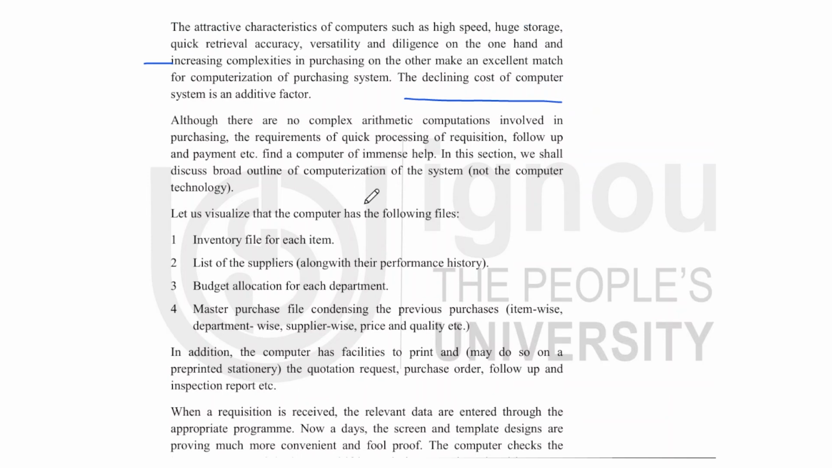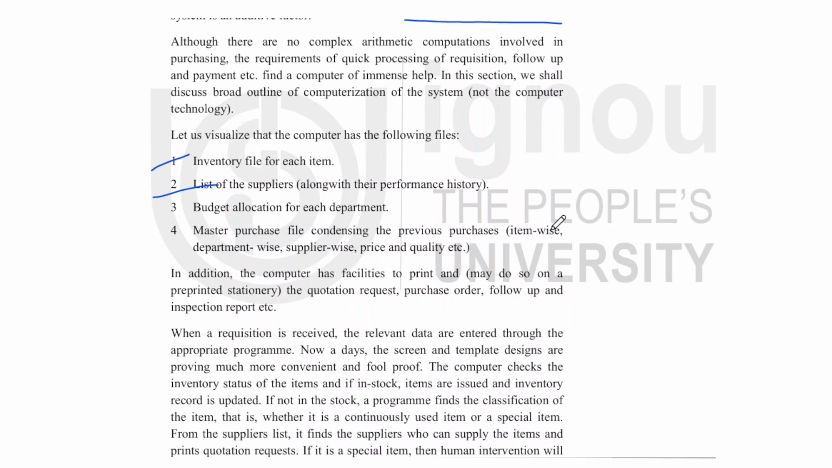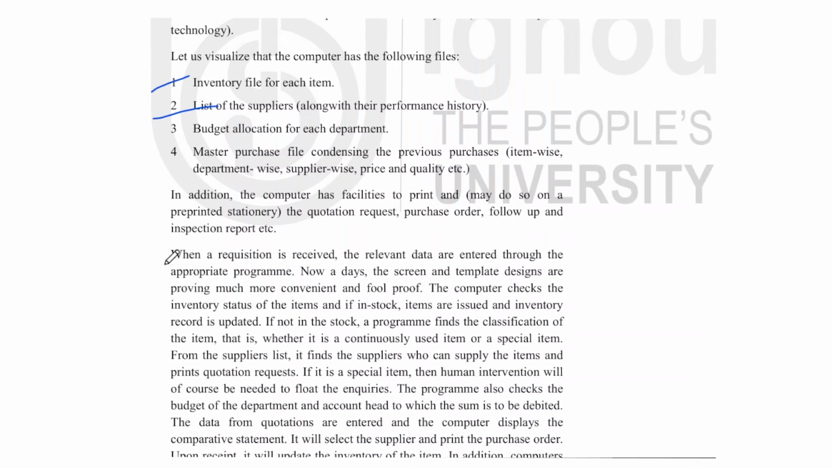Let us visualize that the computer has the following files: an inventory file for each item, a list of the suppliers, a budget allocation for each department, and a master purchase file condensing the previous purchases. In addition, the computer has facilities to print the quotation request, purchase order, follow up, and inspection reports.